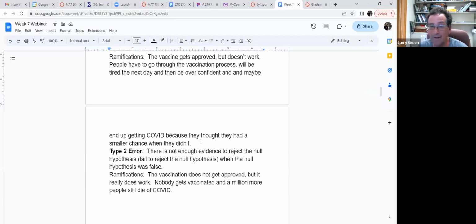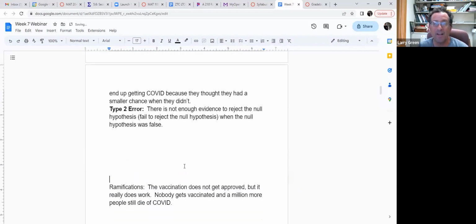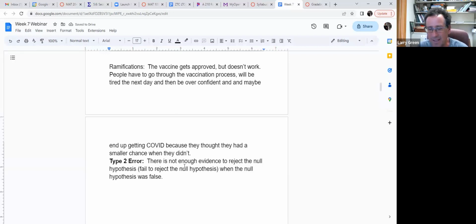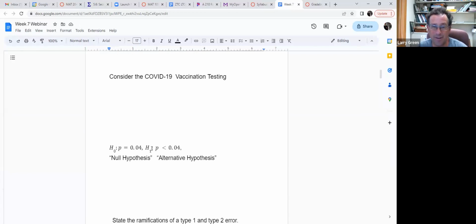Okay, so that would have been really bad. Okay, so now let's talk about what's called a type 2 error. Type 2 error: there is not enough evidence to reject the null hypothesis when the null hypothesis was false. So now you're going to say, well, we did the test and we don't have statistically significant evidence to show that P is less than 0.04. But P really is less than 0.04, even though we didn't have evidence to show it.